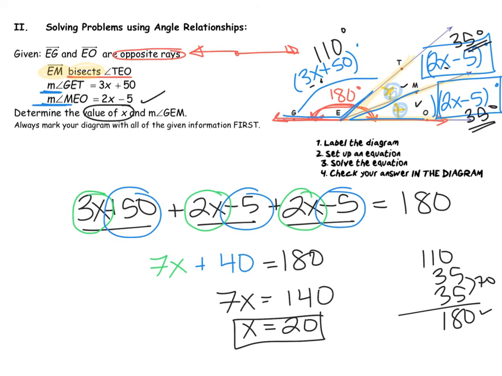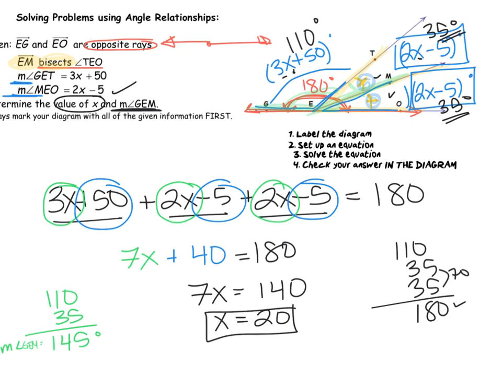And the last thing I'm asked to do is find the measure of angle GEM. GEM is this whole angle here. So that means I'm going to add up this blue angle and the yellow angle. So I need to add up 110 plus one of the 35s, which gives me 145 degrees for my measure of angle GEM. And now I have set up and solved an equation.